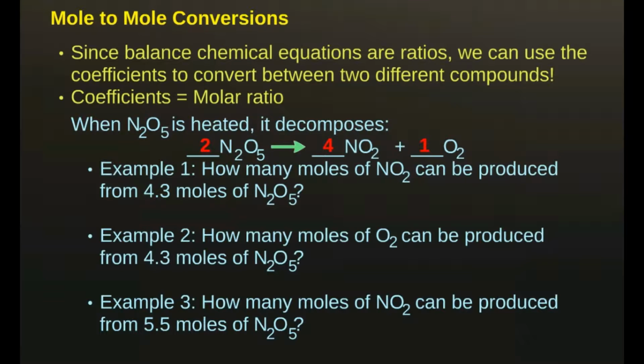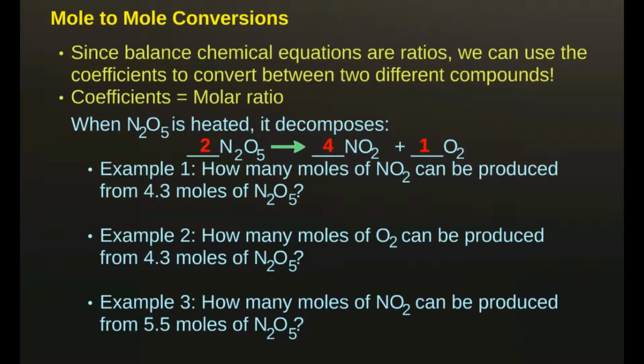I'm telling you, you're only going to need 2 of the following. It depends what they ask you in the question. For example, right here, how many moles of NO2, where's NO2? Can be produced from 4.3 moles of N2O5? Where's this one? Right there. What's your ratio between the two? 4 to 2. That's your conversion ratio. In other words, 2 moles of N2O5 equals 4 moles of NO2. There's your ratio that you need to plug in to convert. And that's how we're going to go through and set it up.